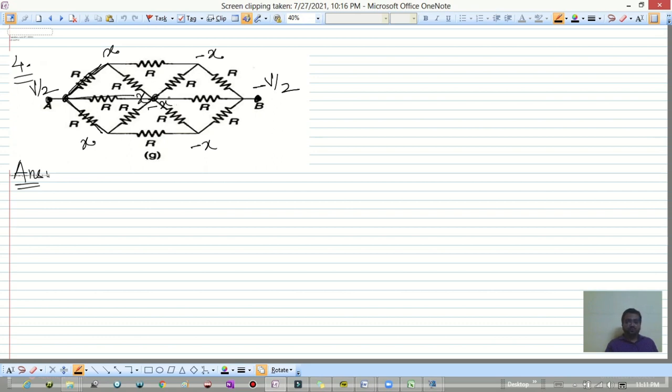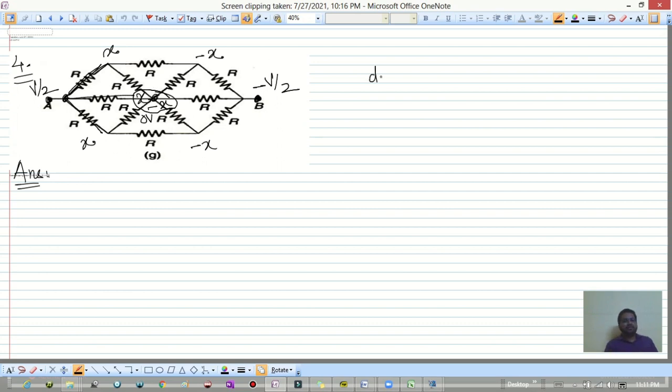So X minus X will become 0 volt. Whenever you have 0 volt potential, what you have to do is detach this point, perpendicular to V by 2 and minus V by 2.